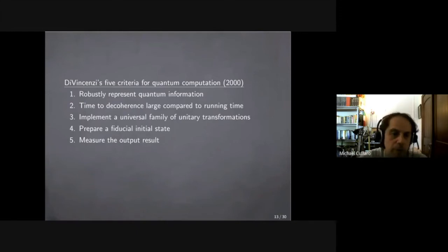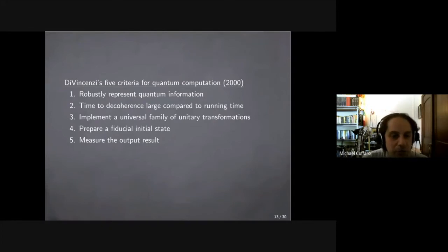The fourth requirement that DiVincenzo, I think I misspelled it. Anyway, it's one of those. I think it must be DiVincenzo. Anyway, sorry about the typo, if that is a typo.